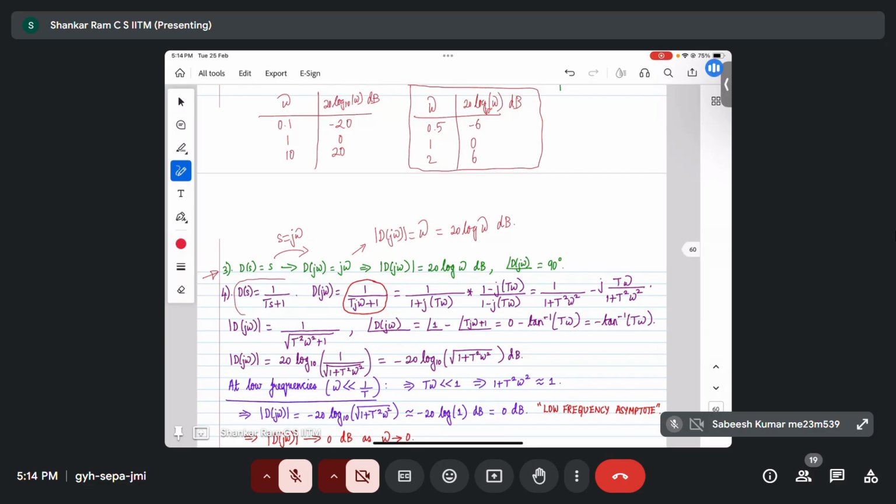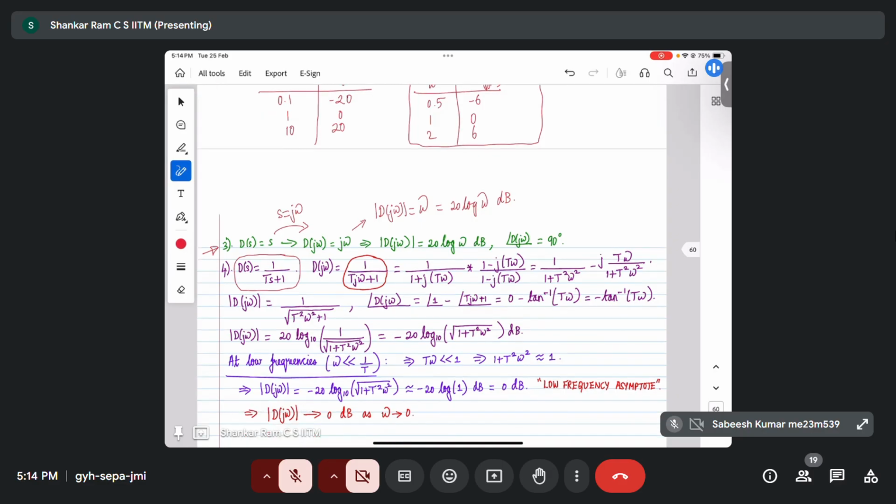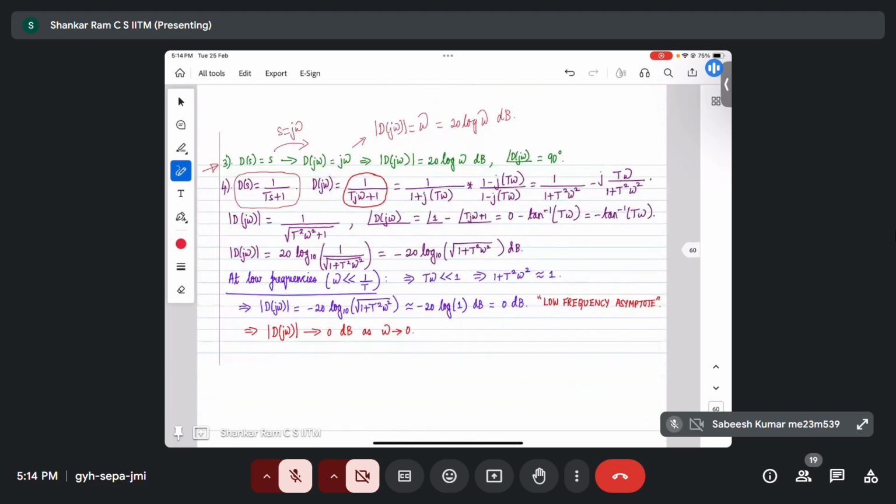Okay, so now moving on, let's look at the next factor. Now we will see that things are going to become more and more interesting. The next factor that we will consider is the factor 1 by Ts plus 1. This has some interesting characteristics. If we substitute S equals j omega, we get the sinusoidal transfer function as 1 by Tj omega plus 1. That we can write as 1 divided by 1 plus j times T omega.